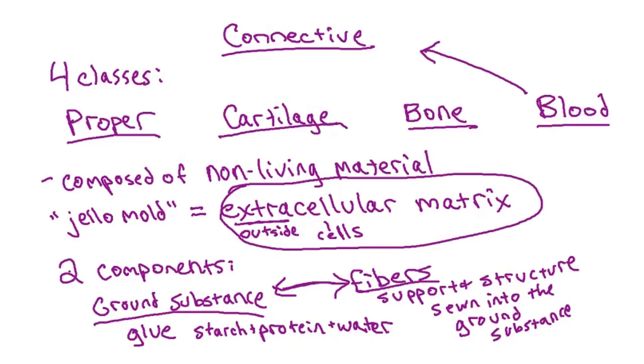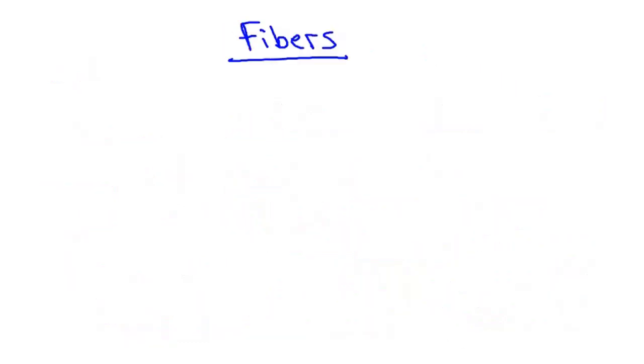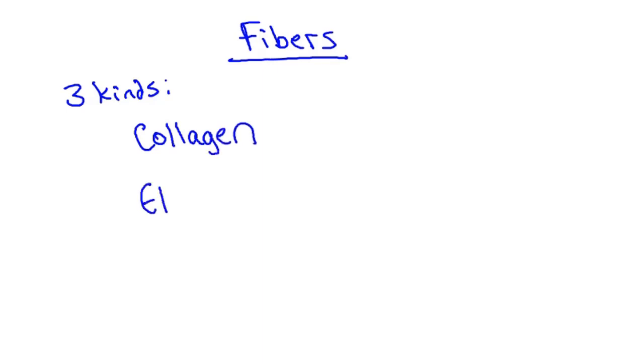Now we're going to talk about this for a second. We're going to talk about fibers. Okay, so fibers of the connective tissue. Because remember, there's two components of connective tissue: ground substance, the glue, and the fibers. So here's the fibers. There are three kinds. There is collagen, elastic, and reticular.